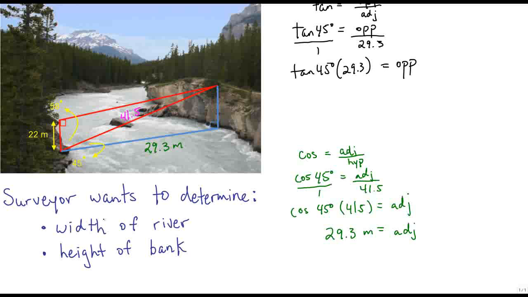After we punch it in on a calculator, we get 29.3 meters as our opposite side. Tan 45 actually equals 1, so we know that 1 times 29.3 will be 29.3 meters. So according to our measurements, the width of the river is the same length as the height of the bank.